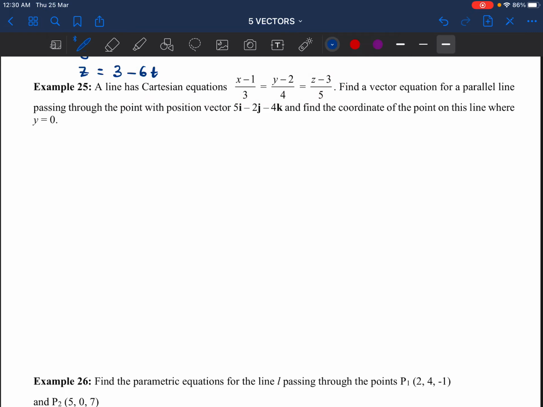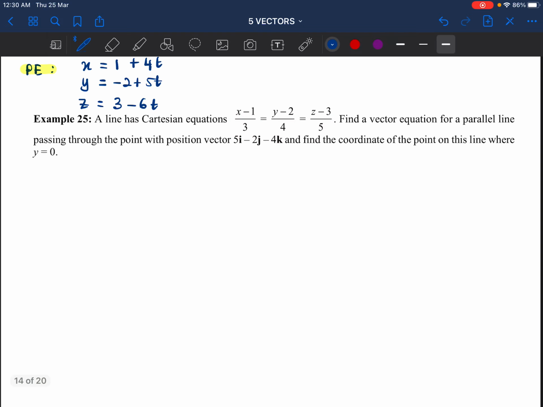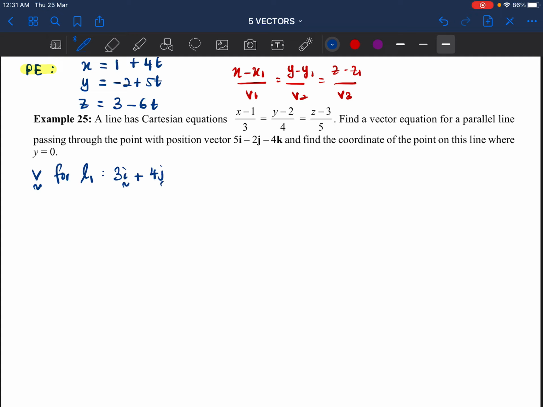We take it out. What we know about line 1 is that this is our vector. Our Cartesian equation has the form x minus x1 over v1 equals y minus y1 over v2 equals z minus z1 over v3. So the ones at the bottom are our v. So for line 1, the vector is 3i plus 4j plus 5k.